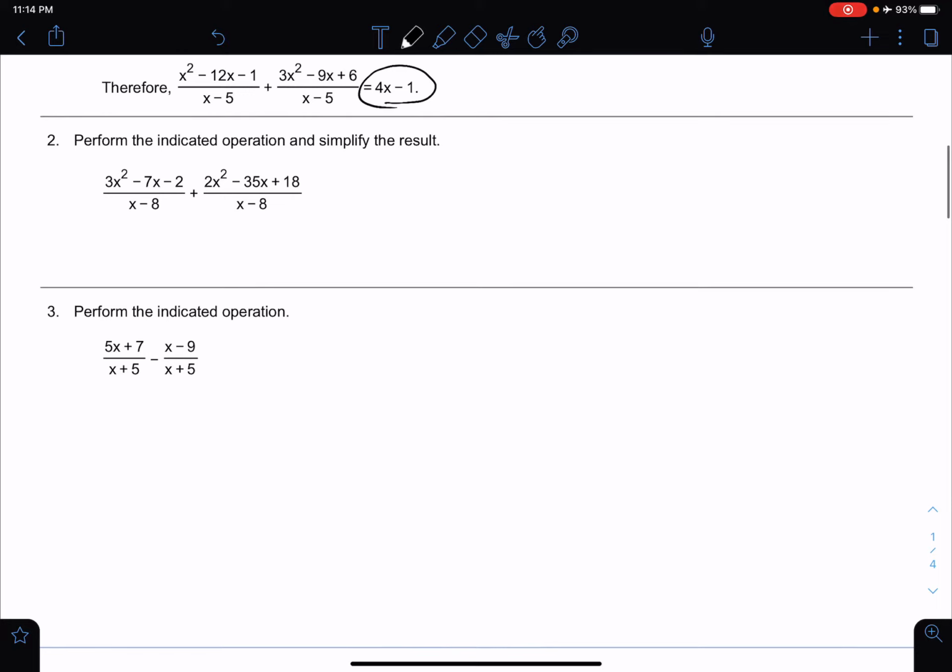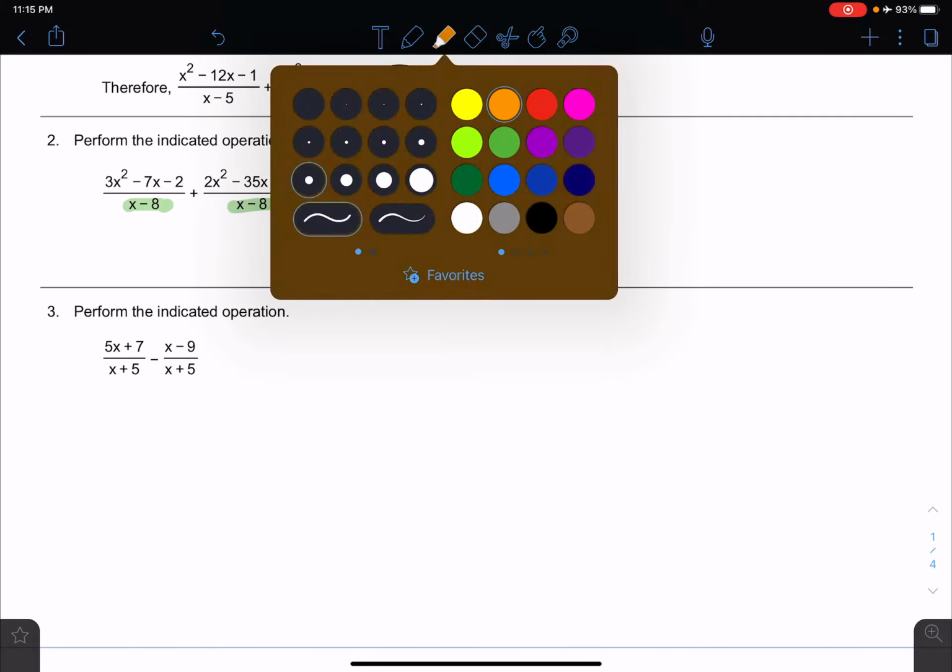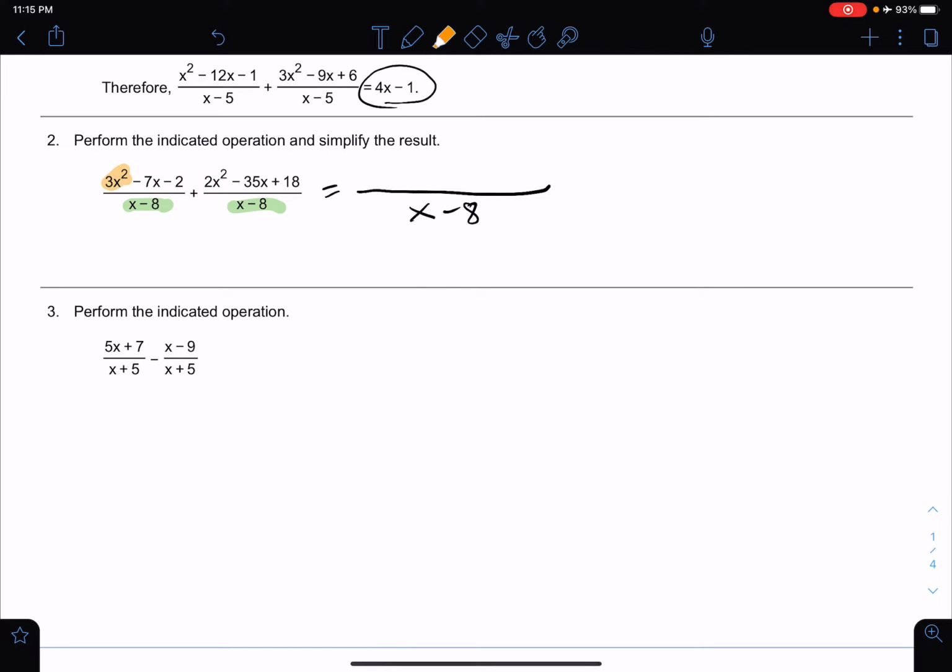Now they're going to start us off nice and easy, where you identify that you already have a common denominator. And once you have a common denominator, well, then you're ready to add the numerators. The common denominator is x minus 8. And we go ahead and start looking for like terms, like 3x squared and 2x squared. That's going to make 3 plus 2 is 5x squared.